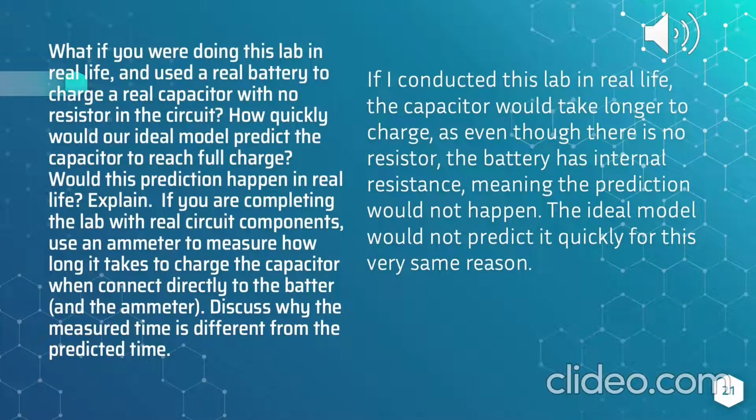Now I'm asked: what if I used a real battery in the real life experiment with no resistor in the circuit, how quickly would the model predict the capacitor to reach full charge, and would this ever happen in real life? If you were able to apply this experiment in real life, the capacitor would take longer than expected to charge. Even though there is no resistor, the battery still has internal resistance, meaning the prediction would not happen, or at the very least, would not happen as fast as it is predicted on the online circuit builder. The ideal model would not predict it quickly for this very same reason.